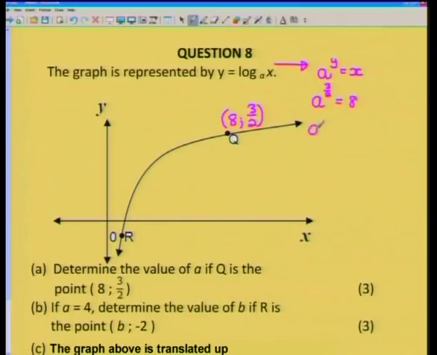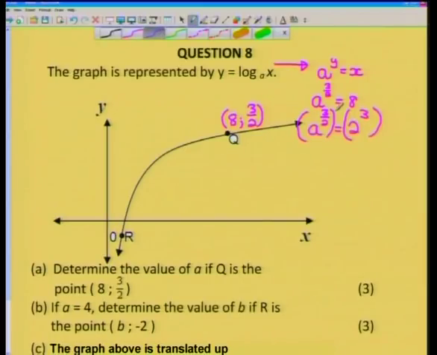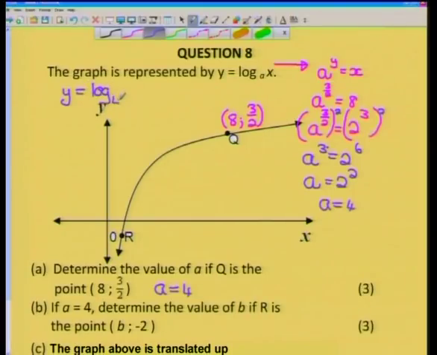Now, to solve that, we have A to the 3/2 equals 2 to the 3. To lose this, I'm going to raise both of those sides to 2. Doing that, I've got A cubed equals 2 to the 6. And to lose that, I'm going to cube root both sides. So A is equal to 2 squared. So A is equal to 4. So A equals 4. Which means I can now write this equation out as y equals log to the base 4 of x. And we're now ready to go on.